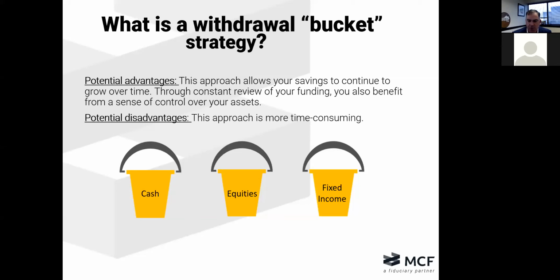Potential advantage of this approach: it allows your savings and equities to continue to grow. And to me, the most powerful thing is it keeps you from pulling from that bucket when the markets are very volatile or maybe in a down cycle. It gives you cushion to spend over here, and it gives you that fluctuation.